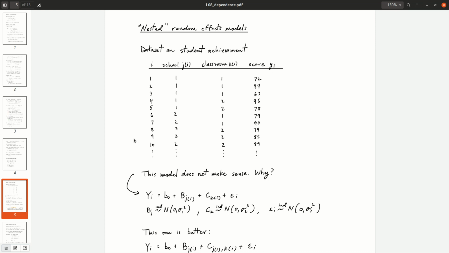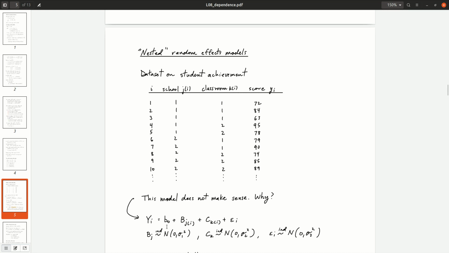So let's think about applying this two-factor model to this data set and whether this makes sense or not. The two-factor model is the following: Y sub i equals B sub 0 plus B sub j of i plus C sub k of i plus epsilon i. And I've just rewritten the assumptions placed on these three terms. I'm going to contend that this model actually does not make sense for modeling this data set.